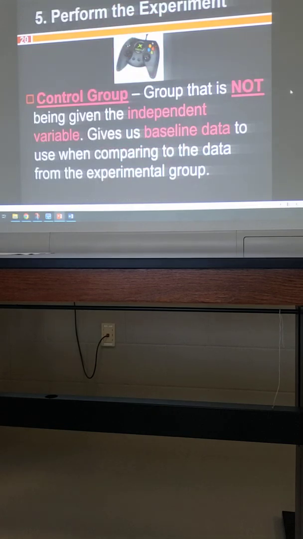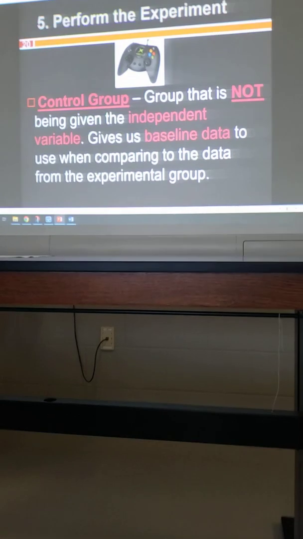Okay, so these were two words that you guys had said seemed the most unfamiliar to you. The control group and the experimental group. That sound right from what you were telling me? Okay, so a control group, it's a pretty simple idea. This is the group that is not being given the independent variable.